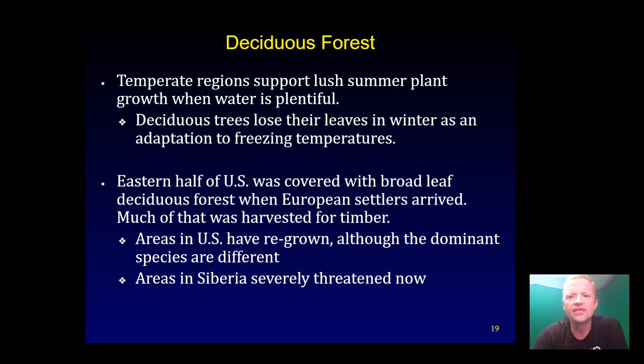Deciduous forests, temperate regions, are supported by lush summer plant growth when water is plentiful. Deciduous trees lose their leaves in winter as an adaptation to freezing temperatures. Think of many parts of the United States that have this. Think of those beautiful fall photos that you might have seen in movies or in photos, right? When you see the bright yellows and oranges, that's a deciduous forest. The forests go into a hibernation-type period during winter, and then they're bright green during the summer, and then they lose their leaves, not really die, and go through the year.